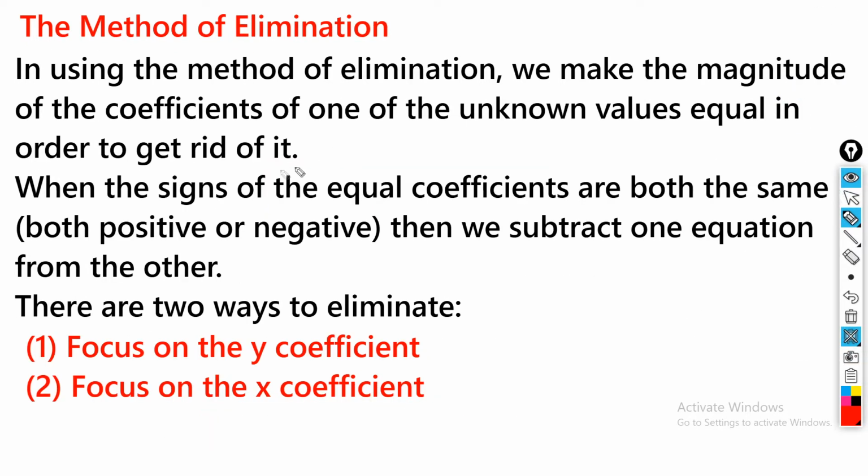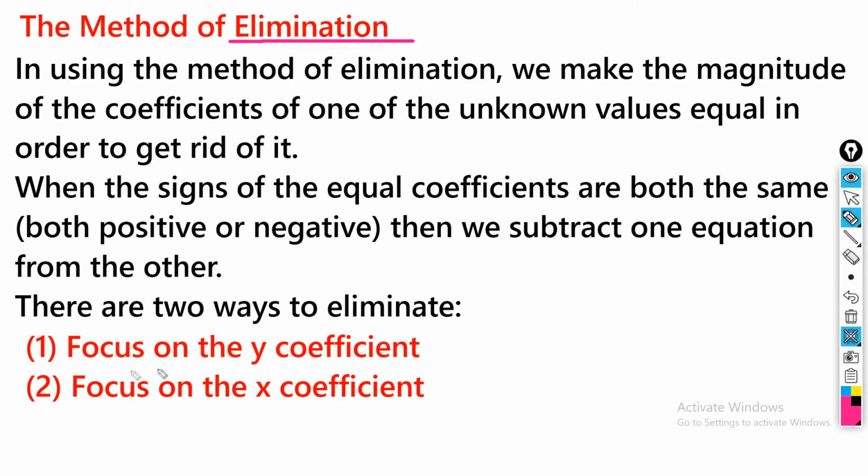All right, guys. So we're back in it here, and we're going to be looking at the method of elimination. The first thing here, and the most important thing, is elimination. We're going to eliminate in order to find the unknowns. And it says, in using the method of elimination, we make the magnitude of the coefficients of one of the unknown values equal in order to get rid of it, right? When the signs of the equal coefficients are both the same, both positive or negative, then we subtract one equation from the other. And that makes a lot of sense.